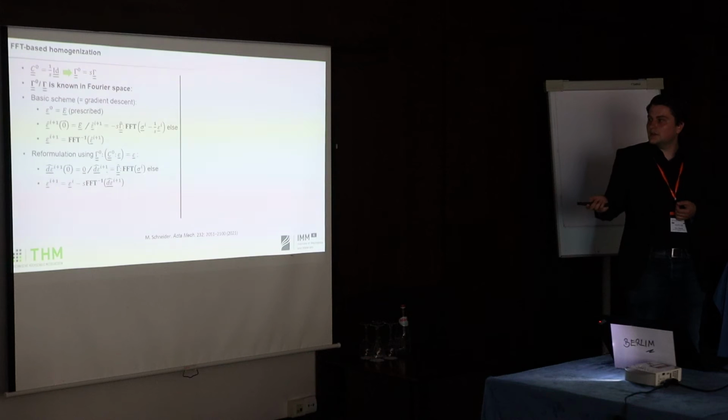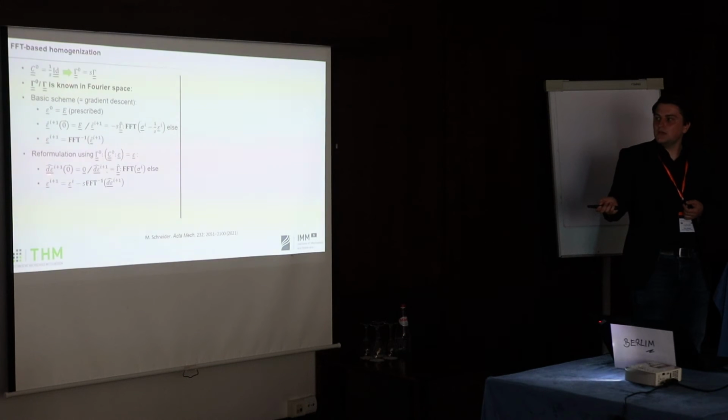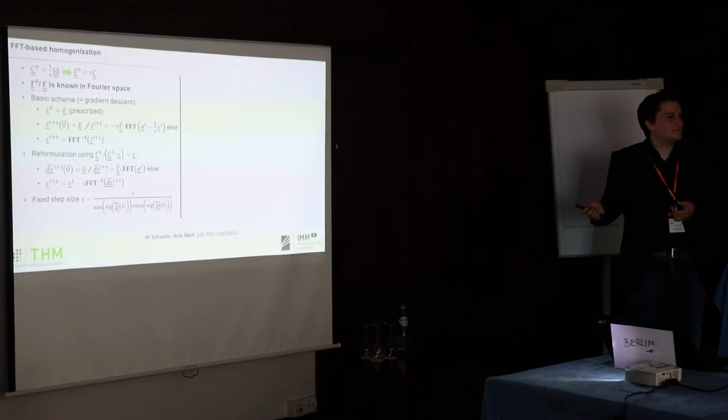So this can also be reformulated using this property here, or the gamma operator, and then we have the increment of each iterate in Fourier space, that is 0 at the zero frequency, and this expression here for all the other frequencies. Then the strain field can be updated according to this equation, whereby S is a step size. For the basic scheme it's a fixed step size, that is just 2 divided by the maximum eigenvalue plus the minimum eigenvalue of the tangent stiffness.